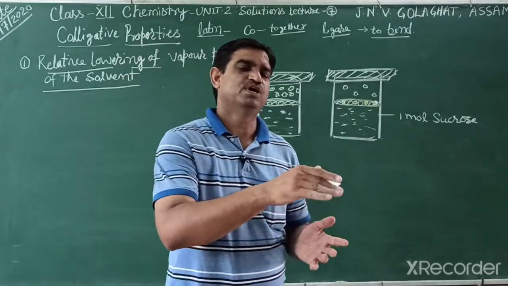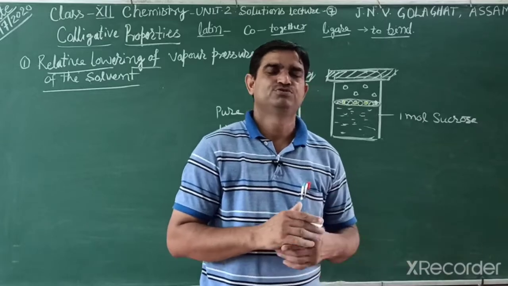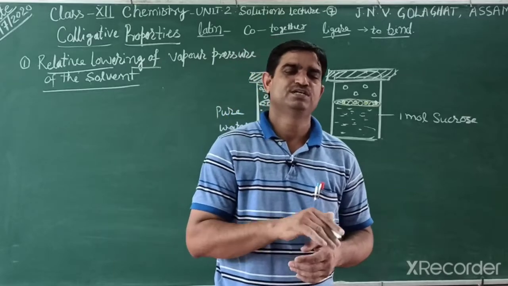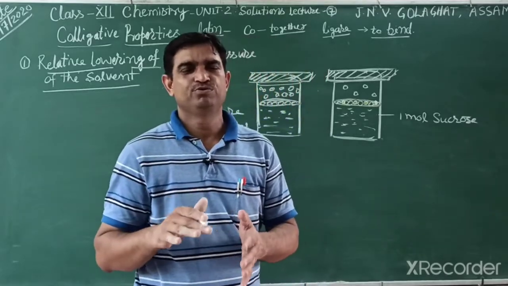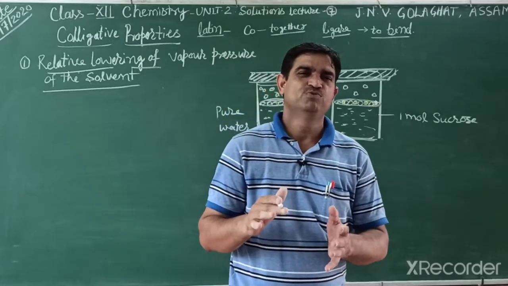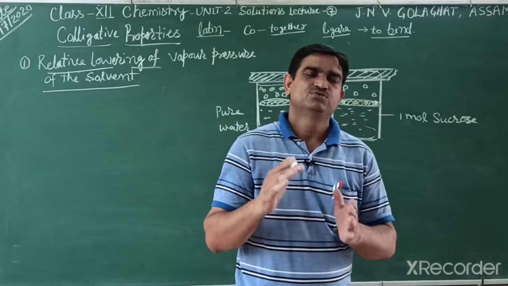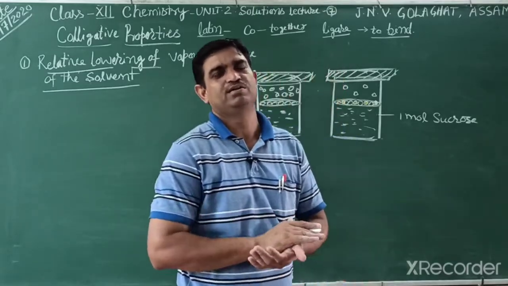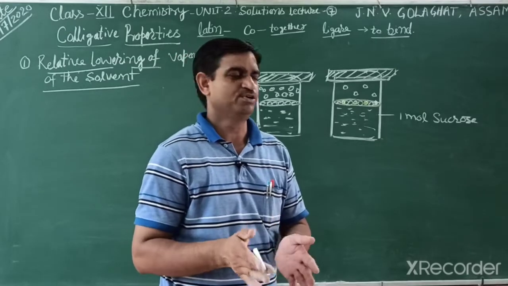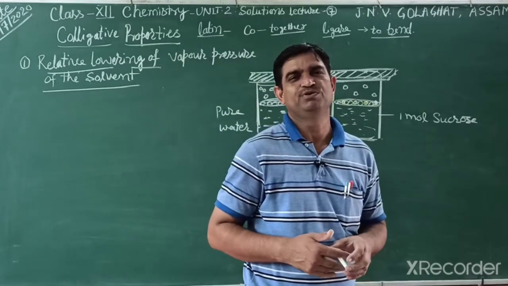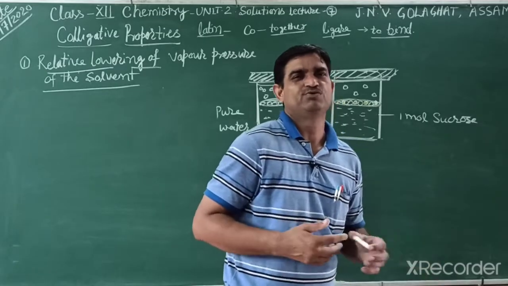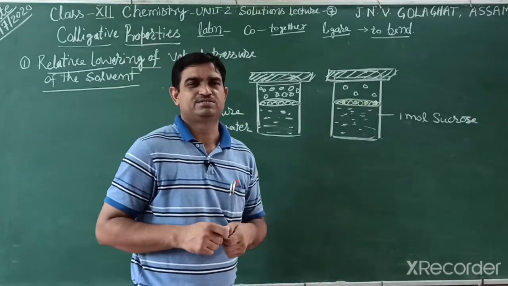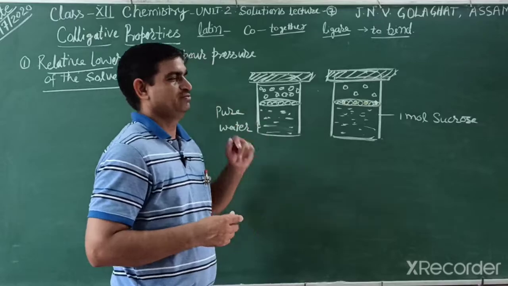Suppose we mix 1 mole sugar in 1 kilogram water, 1 mole glucose in 1 kilogram water, 1 mole urea in 1 kilogram water. All these three solutions have equal colligative property, because they have an equal number of molecules, equal number of particles. So today we discuss the first property, relative lowering in vapor pressure.